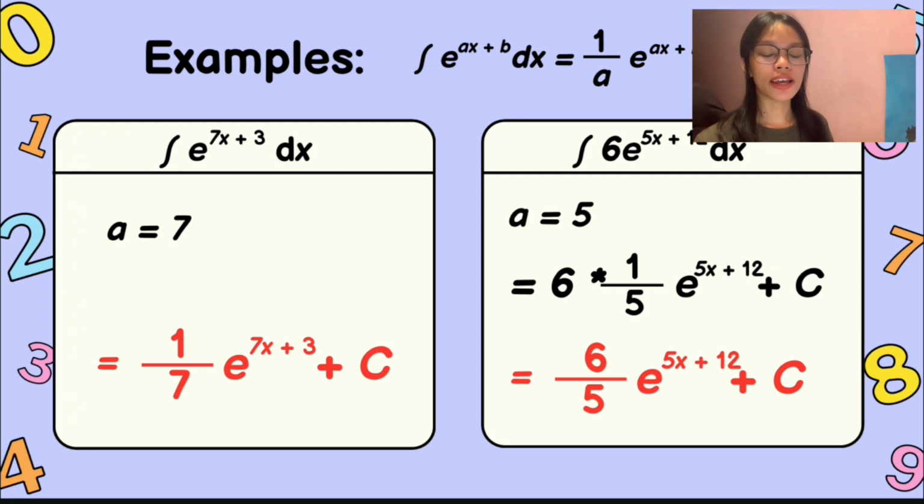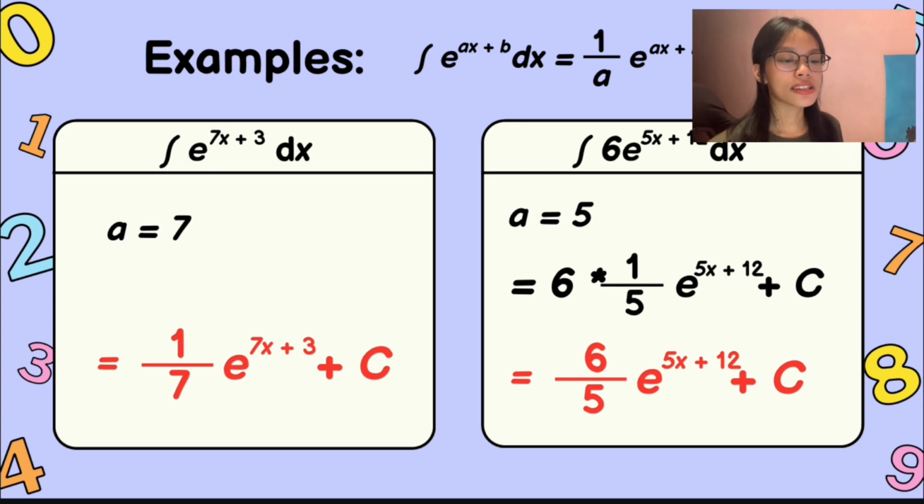For example, the integral of e raised to the power of 7x plus 3. Since a is equal to 7, we will only need to substitute it: 1 over 7 e raised to the power of 7x plus 3 plus c. Another example is this one. The integral of 6 e raised to the power of 5x plus 12 dx. Since a is equal to 5, we can use our formula: 1 over 5 e raised to the power of 5x plus 12 plus c.